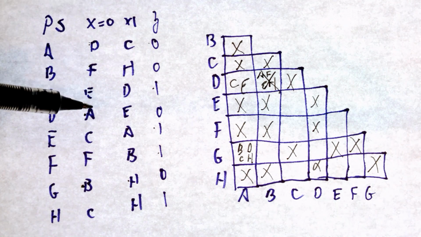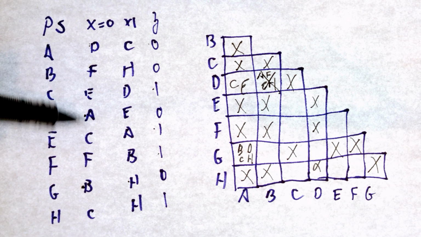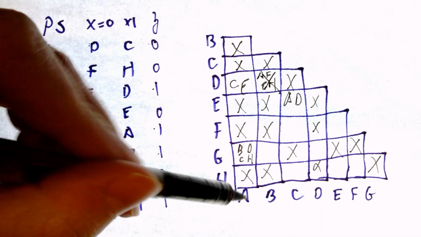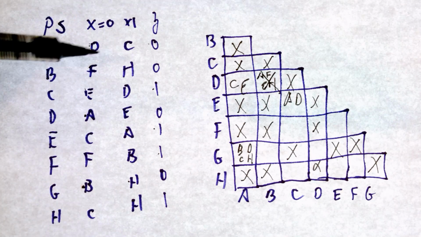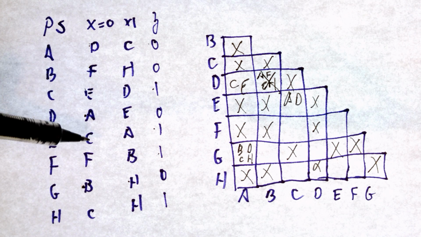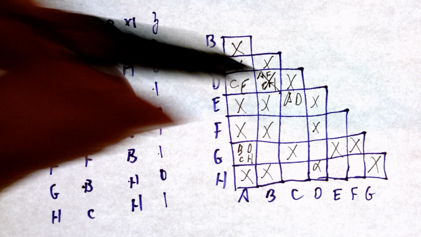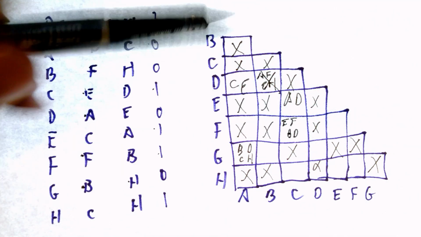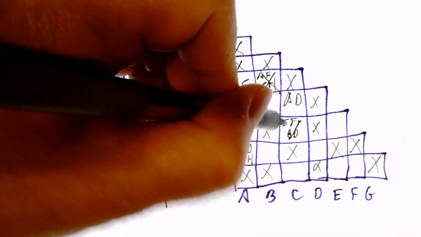So now we've got to go to CE. CE, it's CE and AD. But AD is CE and CE is AD. These two may be equivalent. And now let's look at CF. C to F, that's EF, BD. Well, BD is blocked, so that means CF must be blocked.